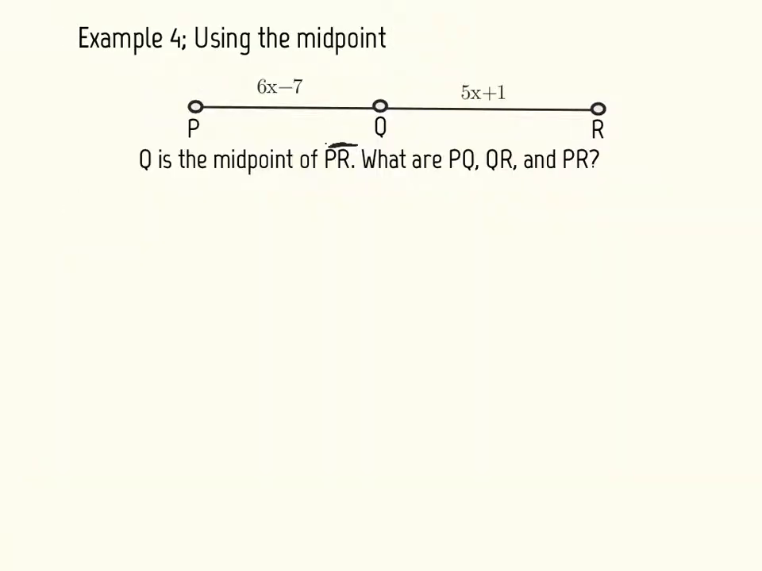For this last example, we're going to be using the midpoint. Suppose Q is the midpoint of PR. Okay, what are PQ, QR, and PR? So if this is the midpoint, that means that 6x minus 7 is equal to 5x plus 1. So if we want to find x, we just set them equal to each other because we know that they have to be the same.